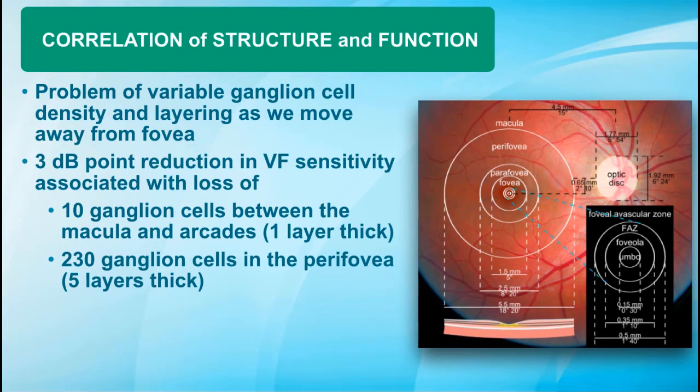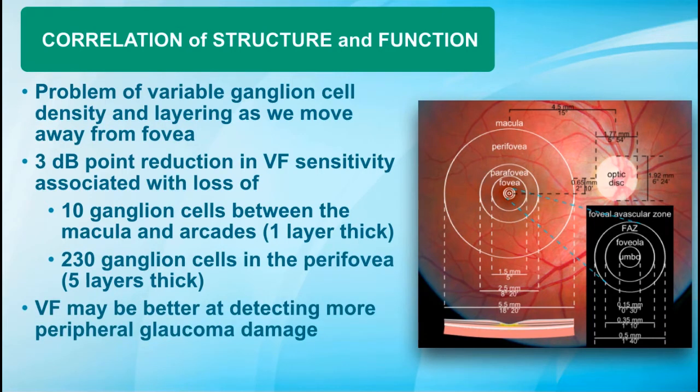And if we think that through, it's quite possible that visual fields may be better at detecting more peripheral glaucoma damage because the OCT may not pick up a loss of 10 ganglion cells as well as a visual field unit picks up a loss of 3 decibels.